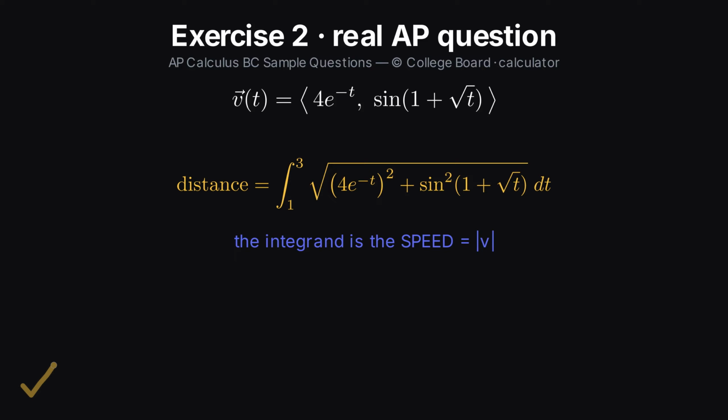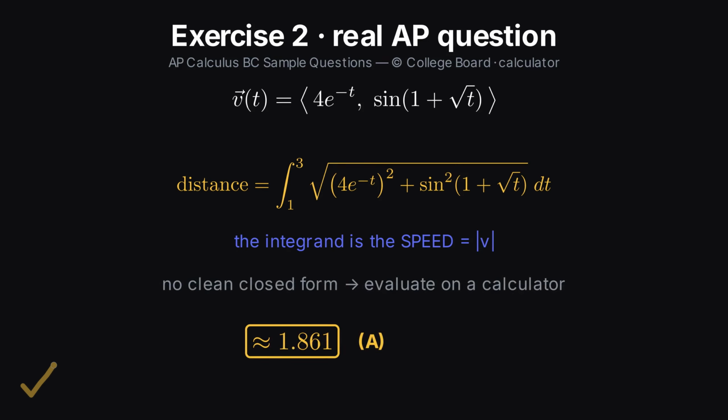Notice the integrand is exactly the speed, the length of the velocity vector. This integral has no clean closed form, so on a calculator active question you just evaluate it. The result is about 1.861. That's answer A. Set up the speed integral, then let the calculator finish.